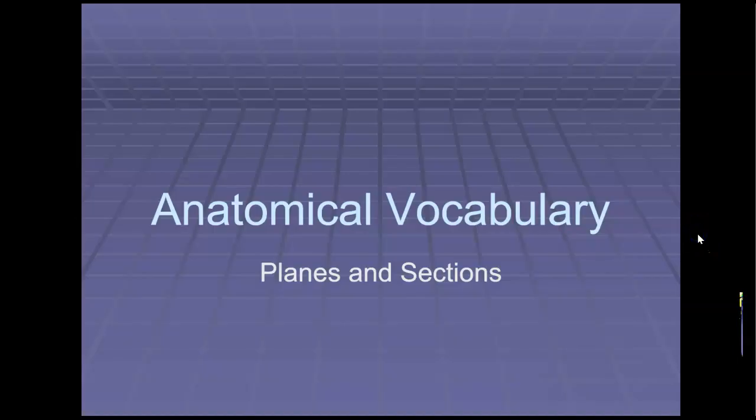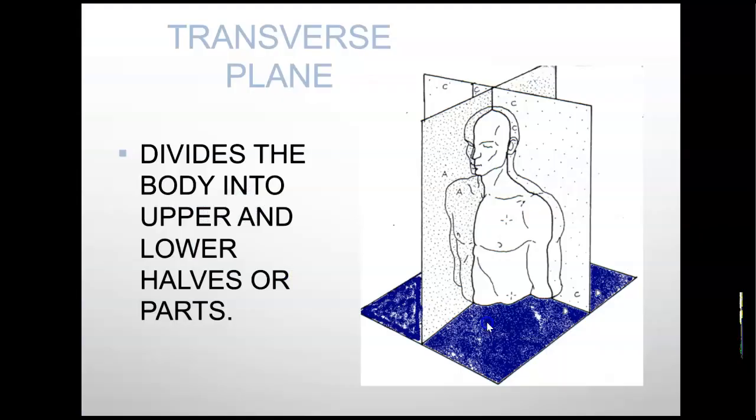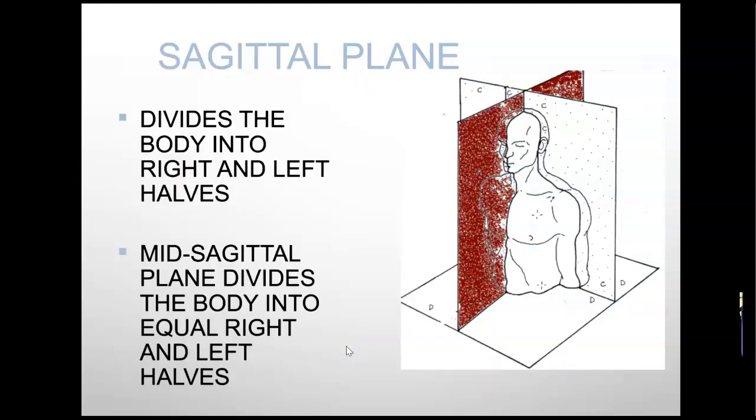Next, we're going to look at planes and sections. This is how we section the body into areas. First, it's the transverse plane. This will divide the body into upper and lower halves or parts, so dividing it into superior and inferior parts of the body. The sagittal plane will divide the body into left and right halves. If it's dividing the body directly down the middle into equal left and right halves, we would call it a mid-sagittal plane.